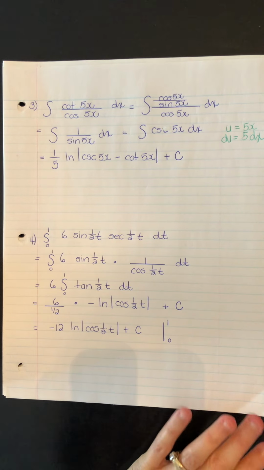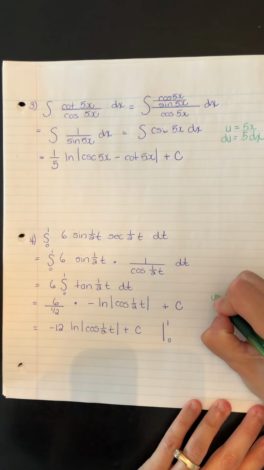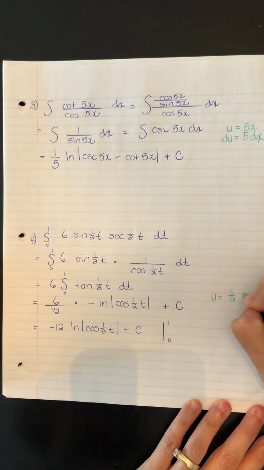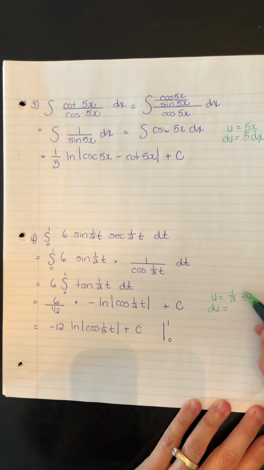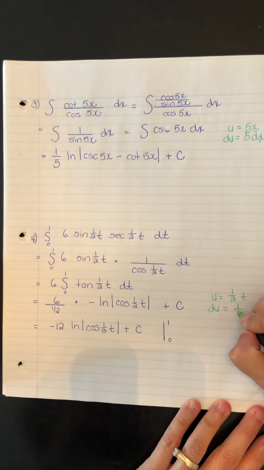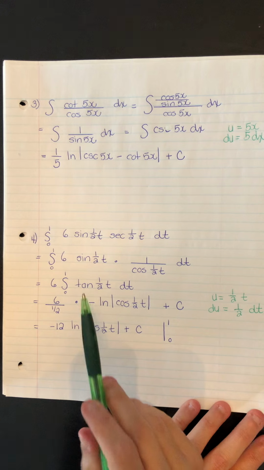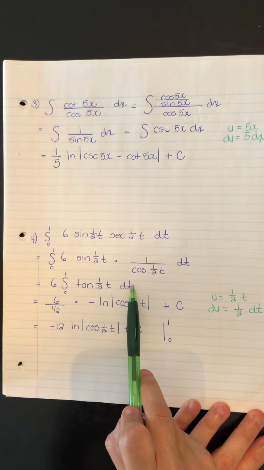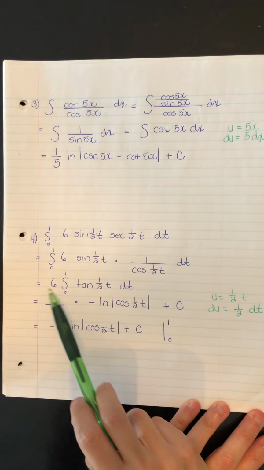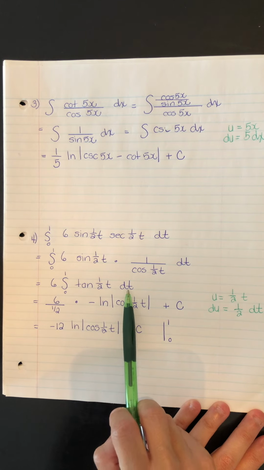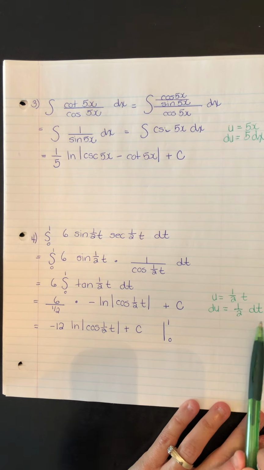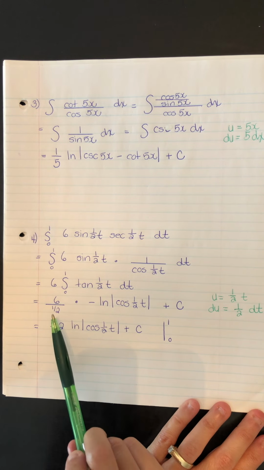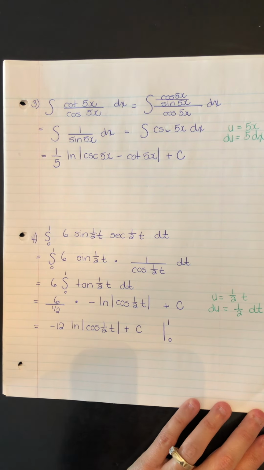Now again, if that's confusing to you, you could add this in. u was 1/2 t, and that means du is the derivative of 1/2 times t, so it's 1/2 dt. And in this line we had 6 dt, right? So we take 6 dt and we divide it by 1/2 dt, and that gives us the 12.